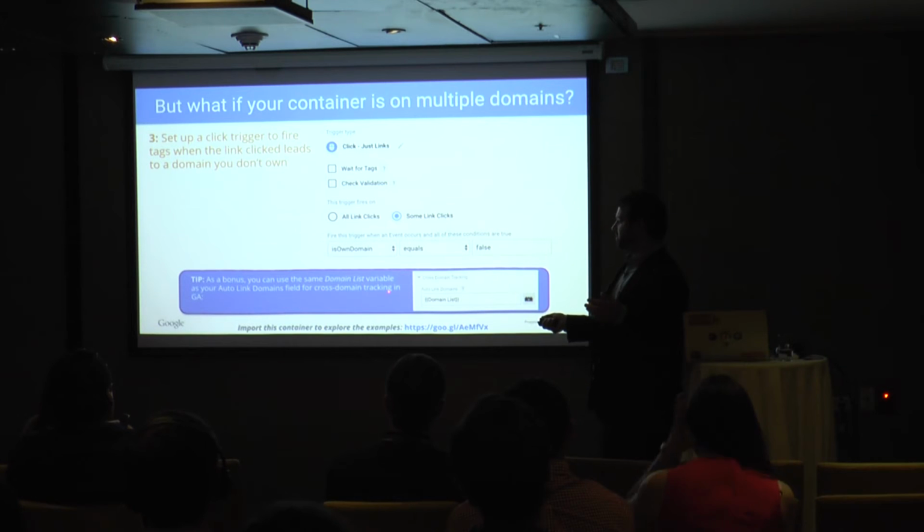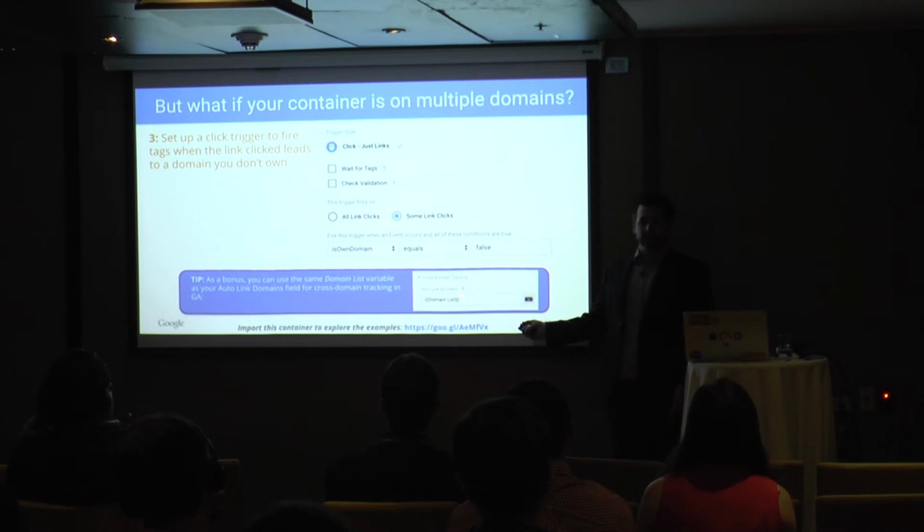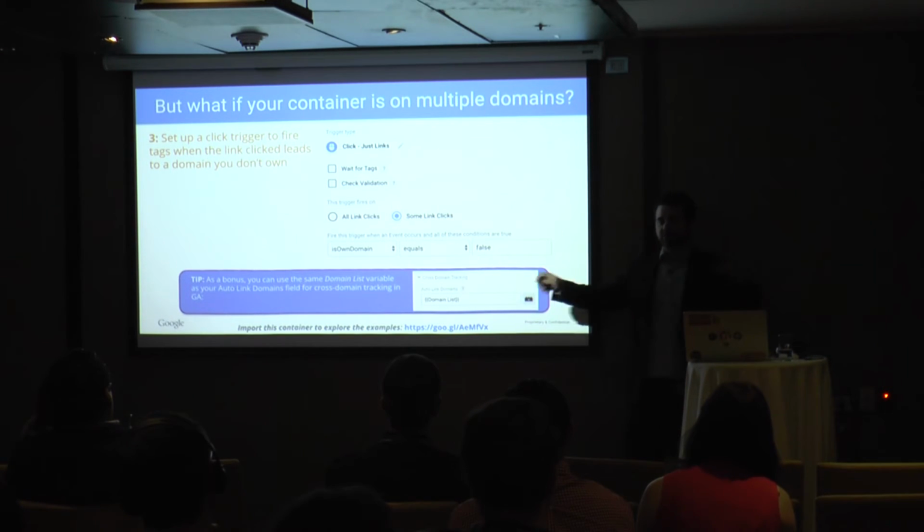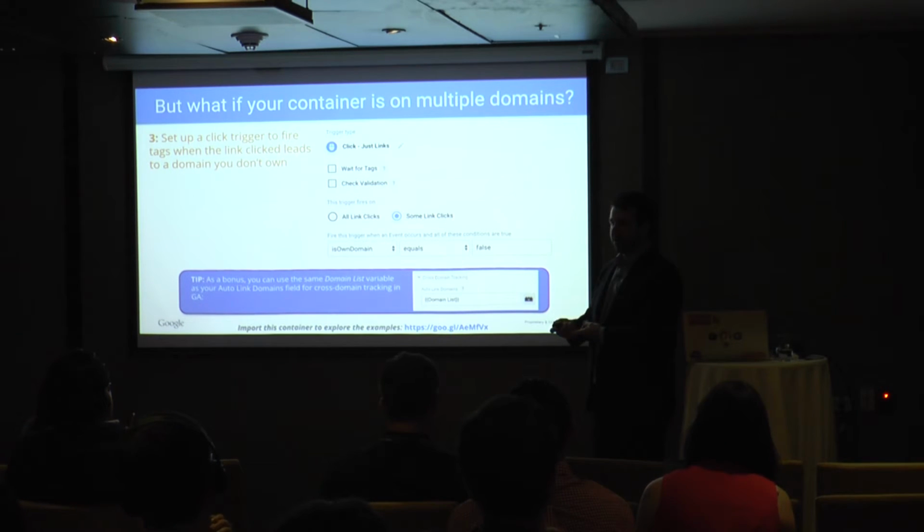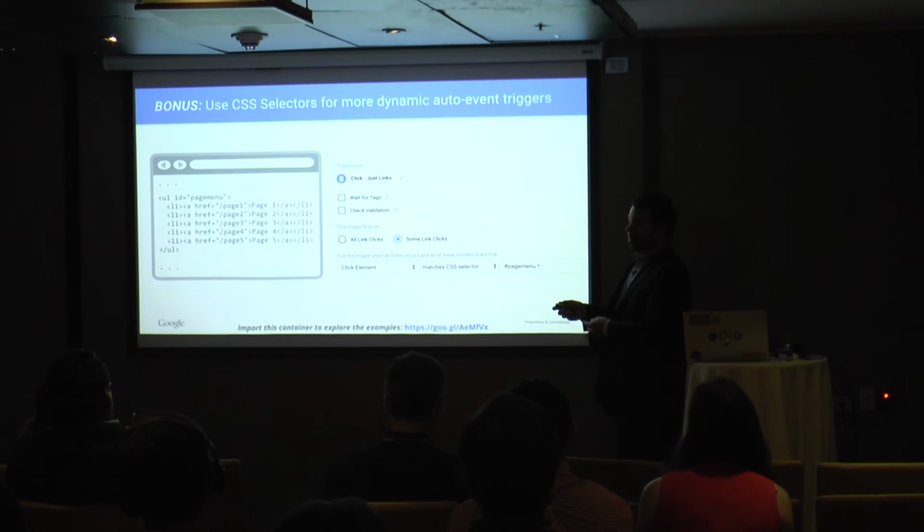And as a bonus here, you can use that same domain list in your auto link domains field for cross-domain tracking for Google Analytics. So if you do have multiple domains, this makes it super easy to do outbound link tracking and cross-domain tracking. Okay, we're into bonus examples.